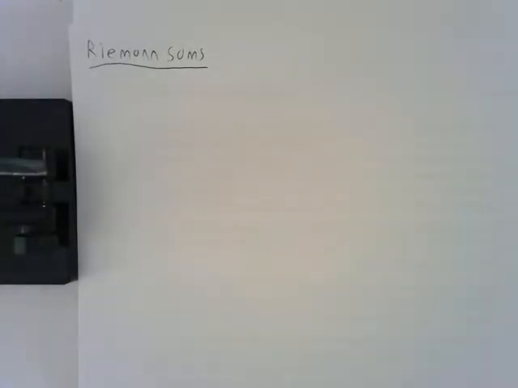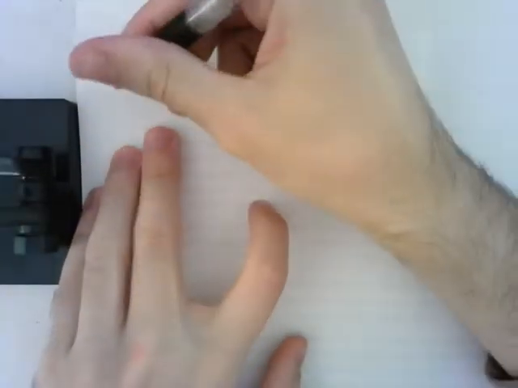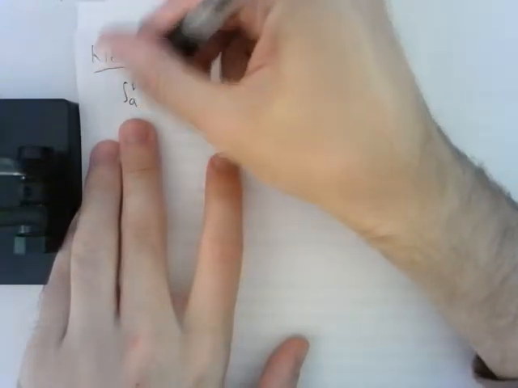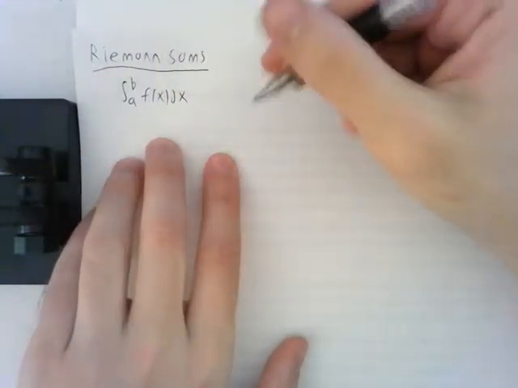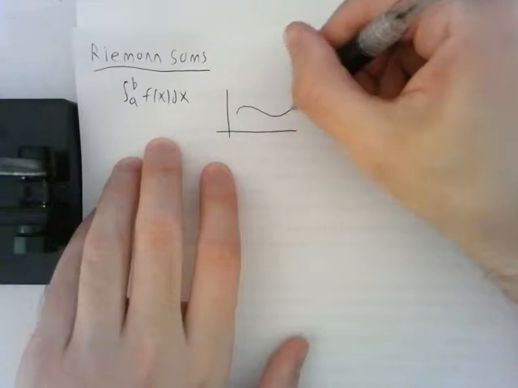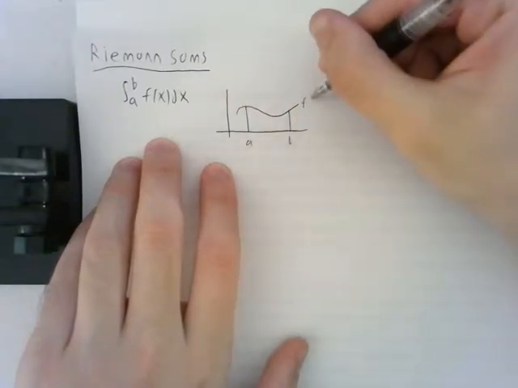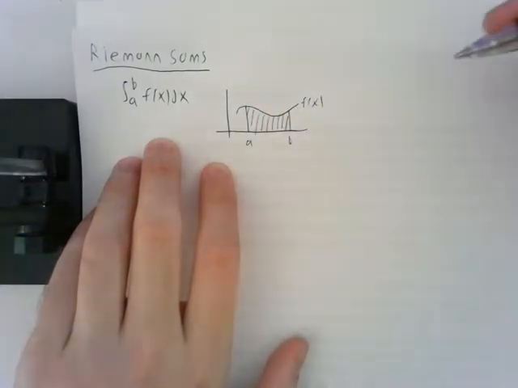Okay, so let's review what we've discussed so far with regards to the definite integral. We defined the definite integral, which we use the notation integral from a to b, f of x dx, and it's equal to the area underneath the curve between a and b. So this is the graph of f of x, and the integral is the area of this shaded region.